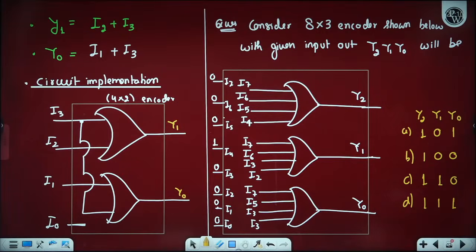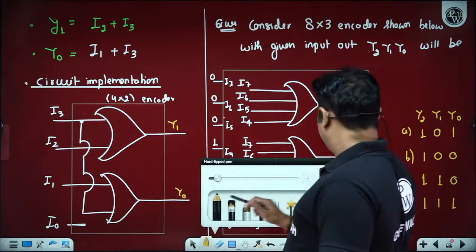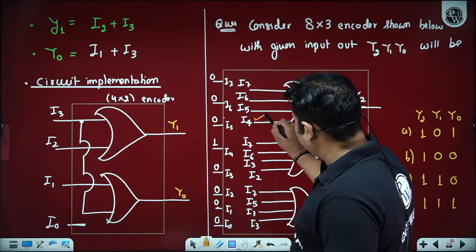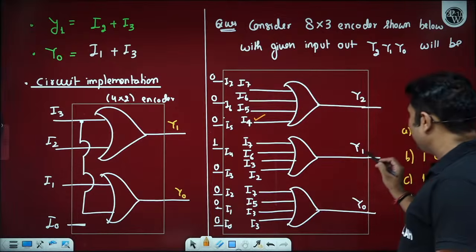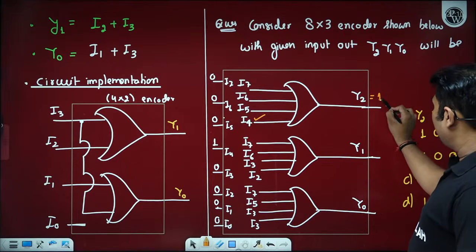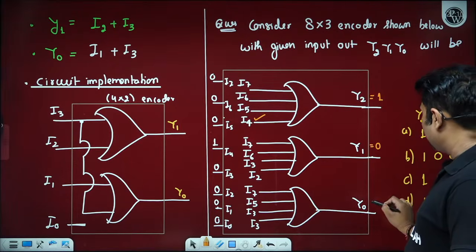So in this case, the I4 pin is connected here. The I4 pin is not connected here. The I4 pin is not connected here. So this will become 1 and these two will become 0.